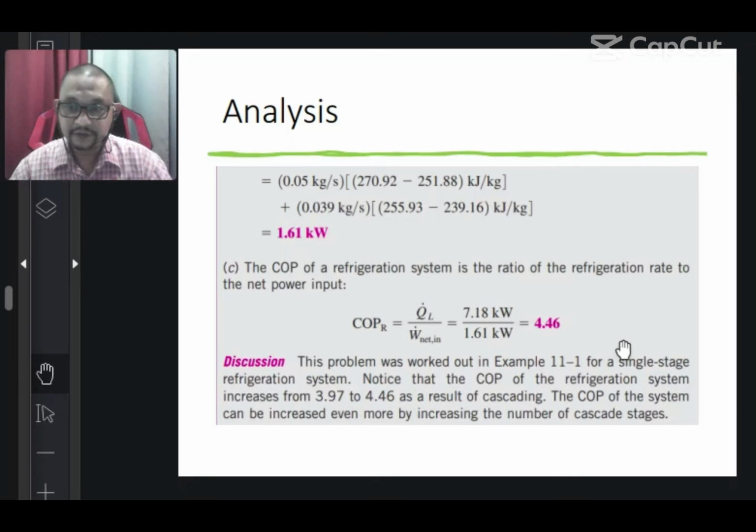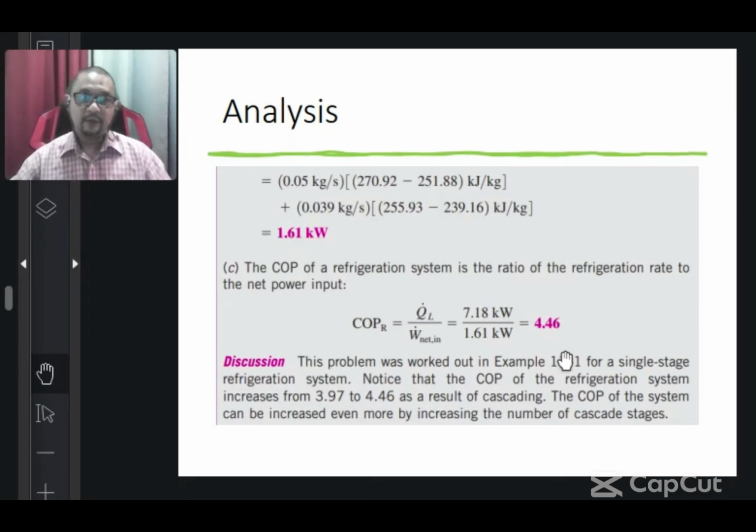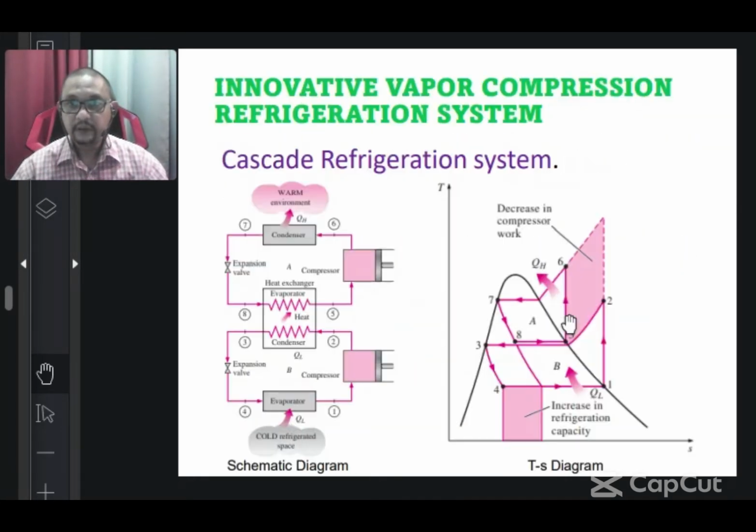Okay, so the conclusion that we can say here is that the COP of the system can be increased even more by increasing the number of cascade stages. This is only one stage. So if you want to get more increase in COP, you can use a multi-stage cascade system. So this is one of the modifications for the innovative vapor compression refrigeration system.